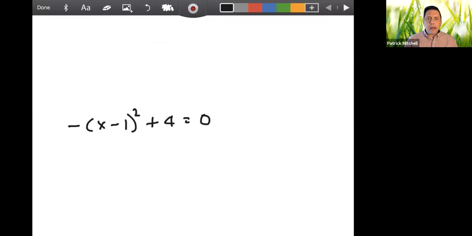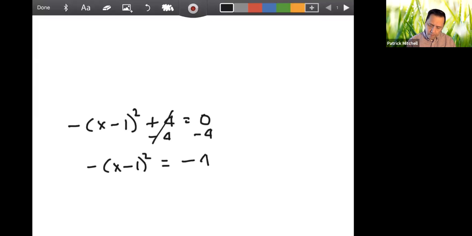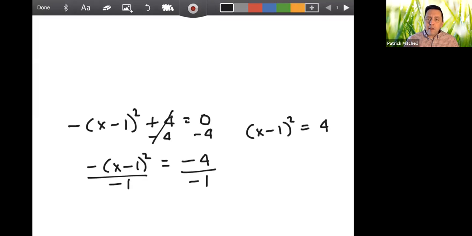So let's see. Well, I guess I'll just do this. I'll subtract 4 from both sides, and that'll give me negative (x minus 1) squared equals negative 4. We have a negative on both sides, which we can get rid of. That's going to give me (x minus 1) squared equals 4.